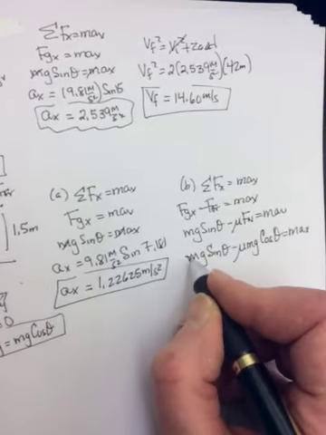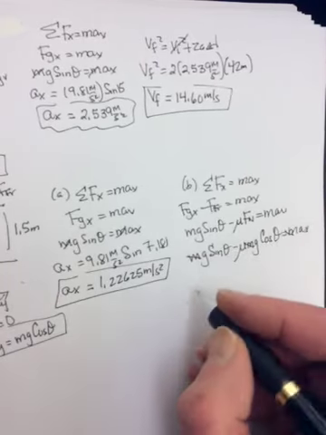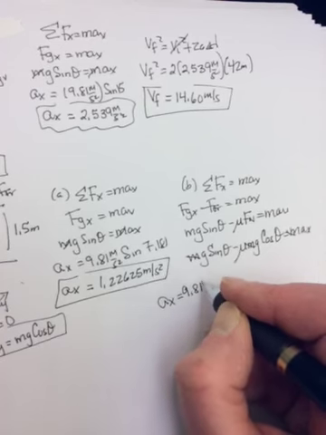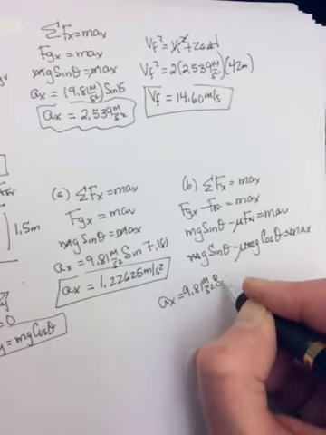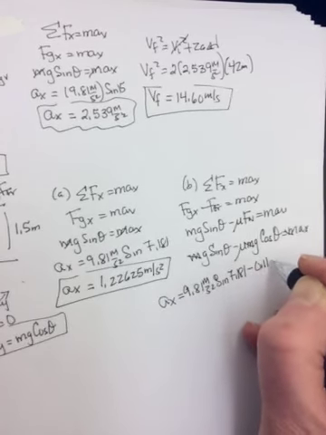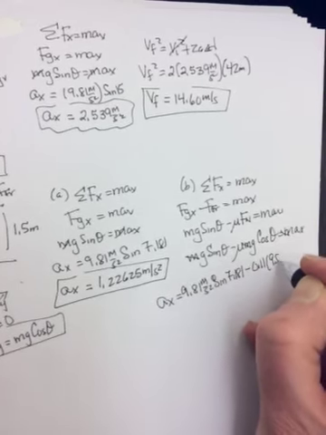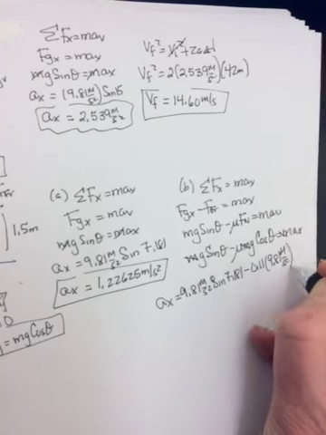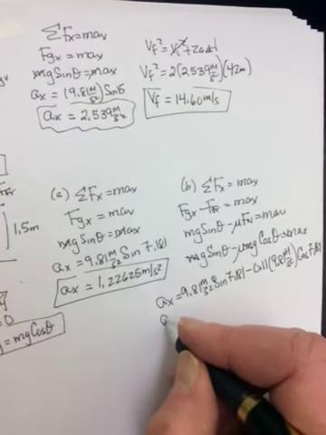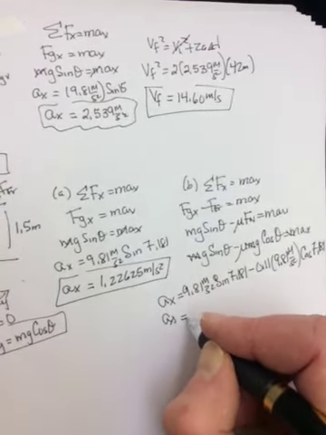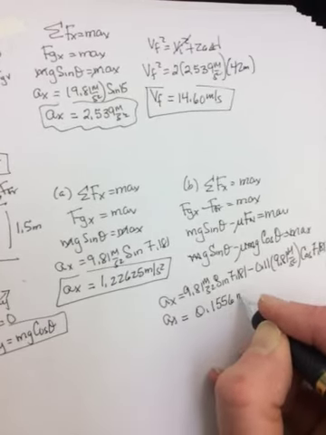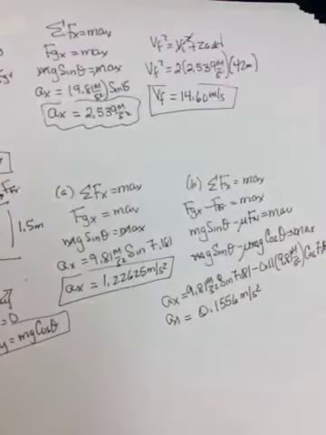There's an m in every term, and so you can cancel it. And we're solving for a. So it's going to equal 9.81 meters per second squared sine of 7.181 minus 0.11 times 9.81 meters per second squared cos of 7.181. And you should get an ax of 0.1556 meters per second squared.